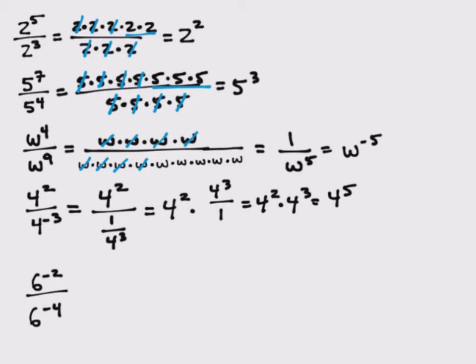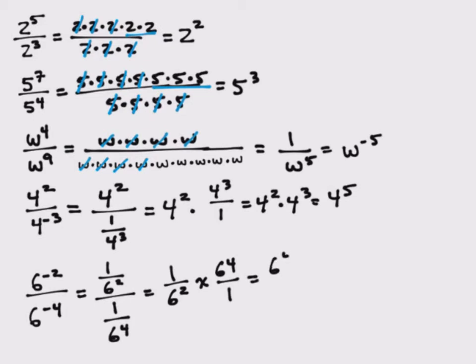First things first, let's just rewrite both of these as fractions so that we have positive exponents. All right, so we've got the fraction 1 over 6 squared divided by the fraction 1 over 6 to the fourth. This is no problem. We know how to divide fractions. If you're dividing by a fraction, instead, you're going to multiply by the reciprocal. And what do we end up with? We end up with 6 to the fourth over 6 squared. And I bet you already know what this is going to be. We don't even have to write it out. This is going to end up being 6 squared.